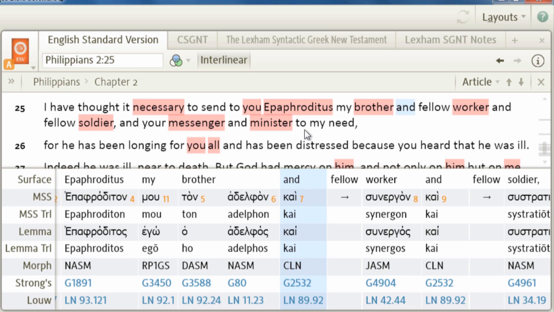Why would Paul describe Epaphroditus in this way? He was already known by the Philippians. It seems as though Paul added all this extra information about Epaphroditus because he wants the Philippians to view him a certain way, as someone whose life is worth imitating.